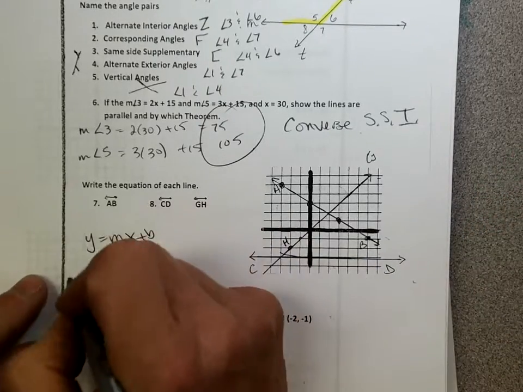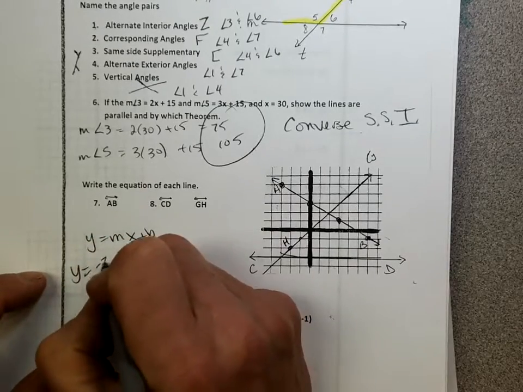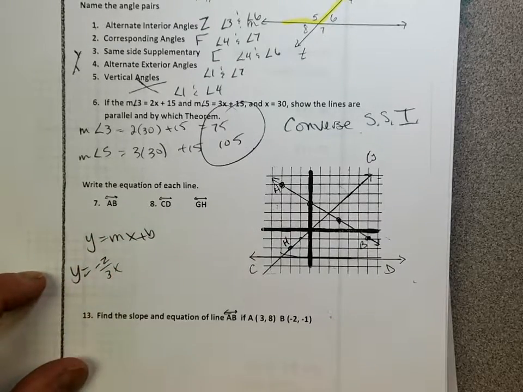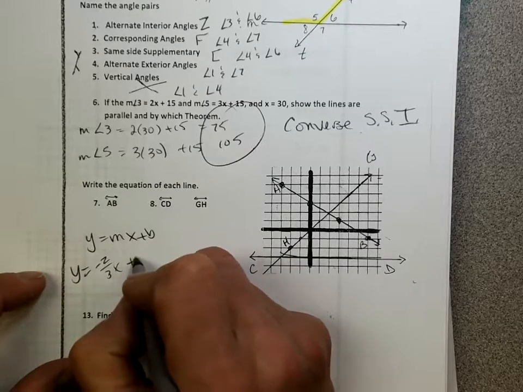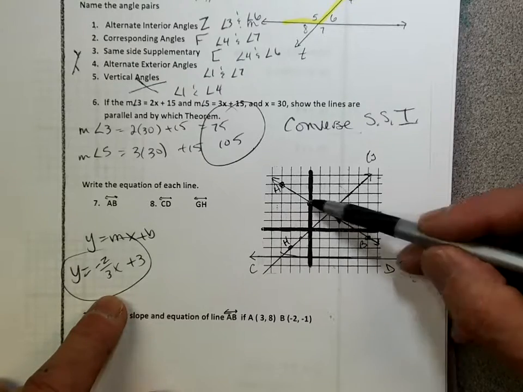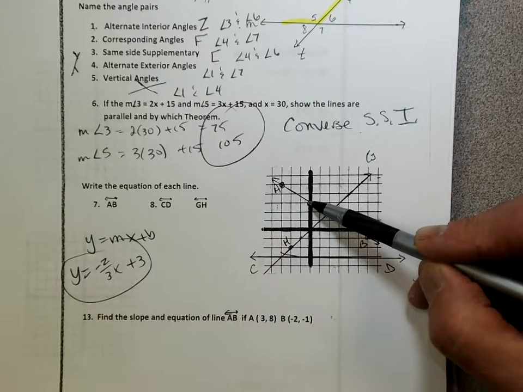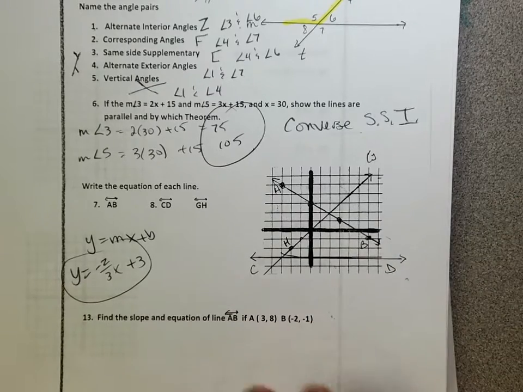So, what's the equation for 7? y equals what? Negative. Yep. Plus 3. Everybody agree with that? y equals negative 2/3 x plus 3. Thumbs up? Okay, good. 8. CD.